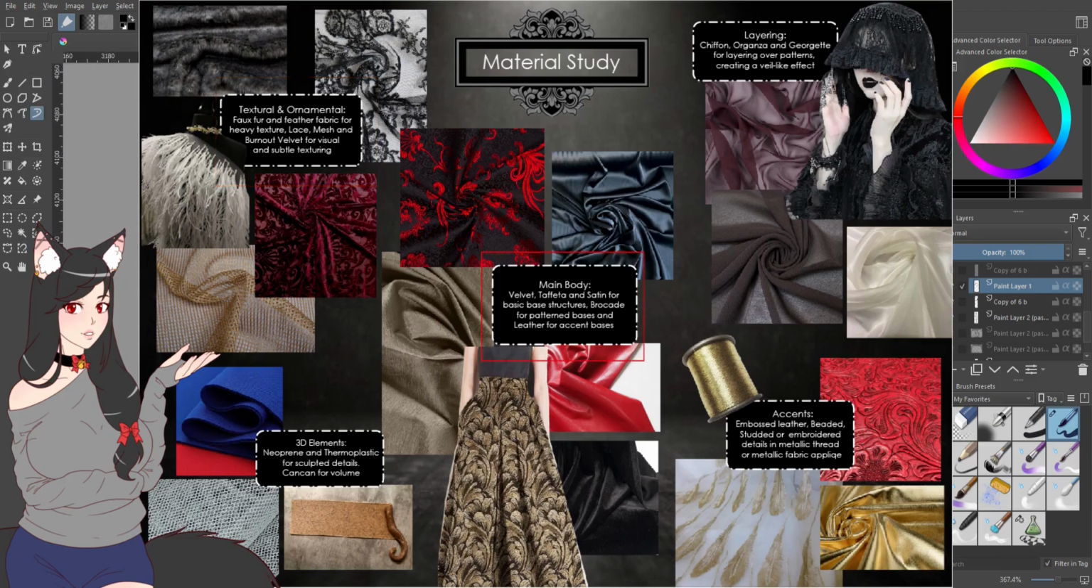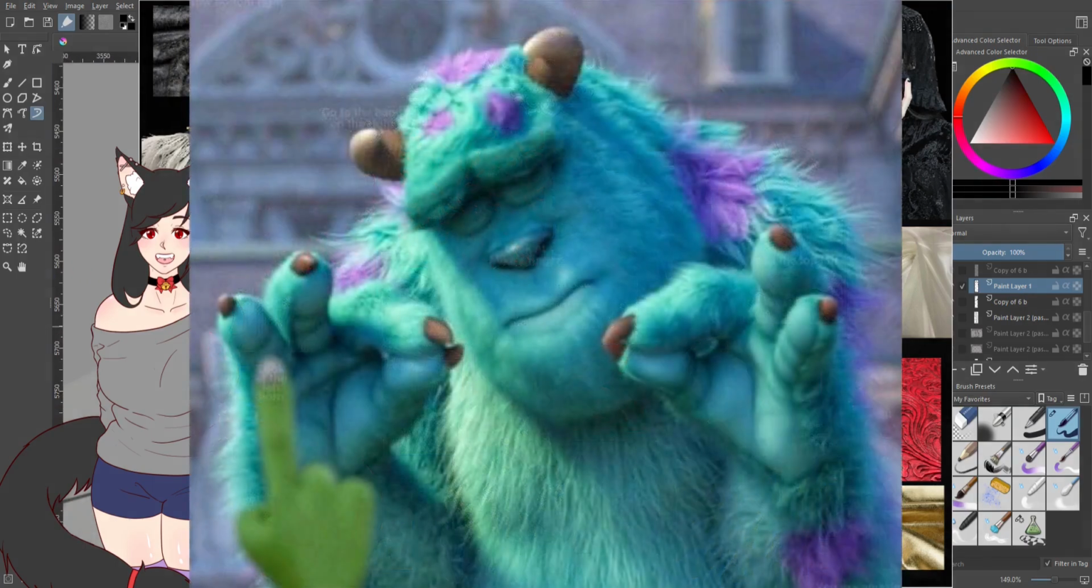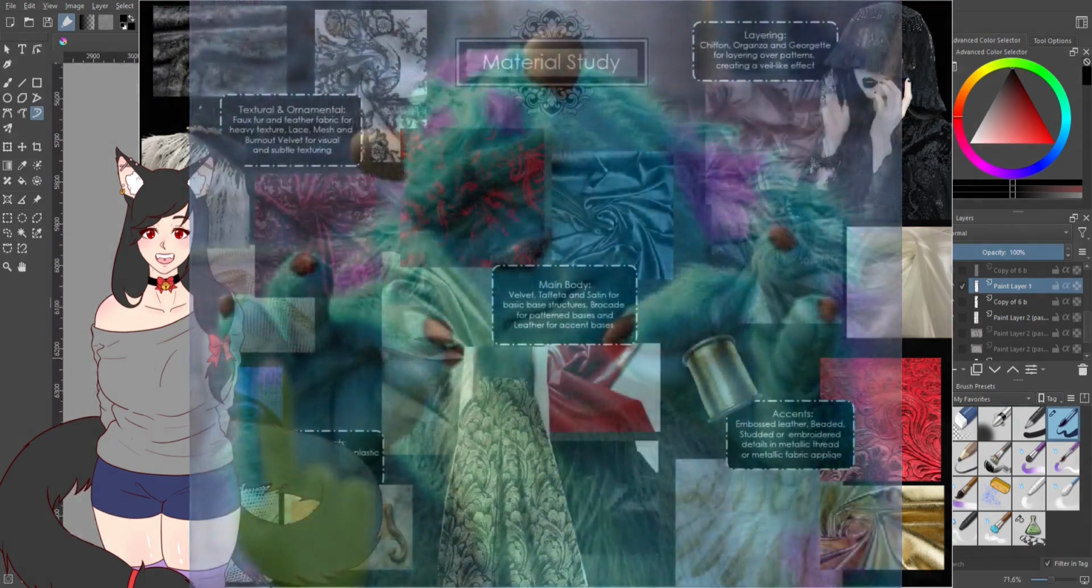Whereas the main body would be made with velvet, taffeta, and satin for basic base structures, brocade for patterned bases, and leather for the more accented bases. For layering, we all know chiffon, organza, and georgette are crucial for layering, as they can create a beautiful veil-like effect on anything, especially if you layer it on top of embroidered fabrics or printed fabrics. That is gorgeous. Love it.